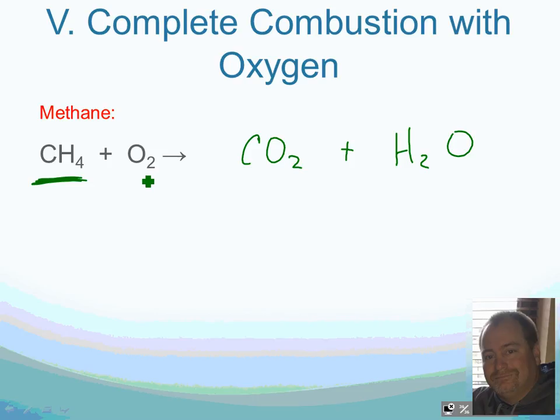So I need to go through and look. I see that I need 4 hydrogens. So if I put a 2 there, I have 4 hydrogens. My carbons are okay. So I look on my product side and I have 2 and 2 is 4 oxygens. So if I put a 2 here, that should be balanced, shouldn't it? So all I'm doing is balancing, right?